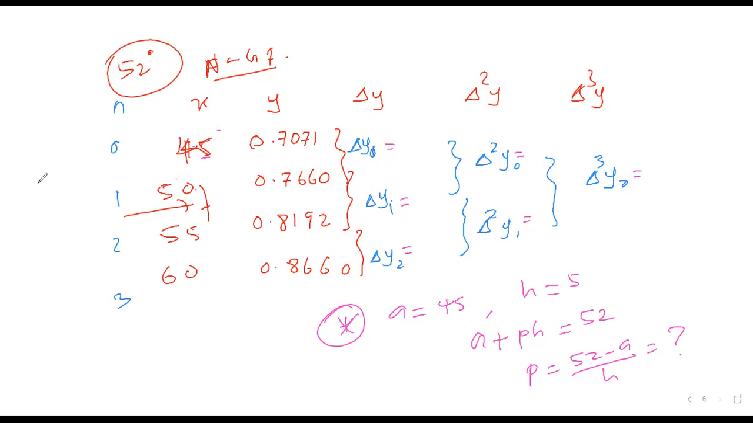Okay, what about the p? So 52 minus 45 divided by 5, no? What is p? Okay, 1.4. Is that? Okay. So what about delta y0, y1? Can you find this one?